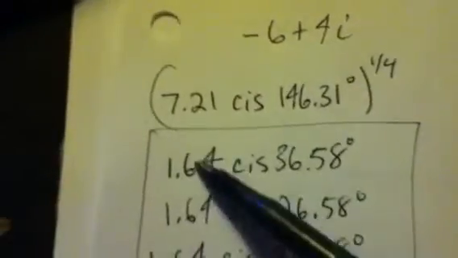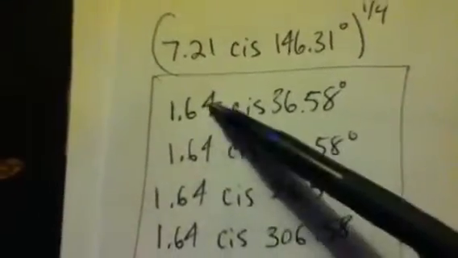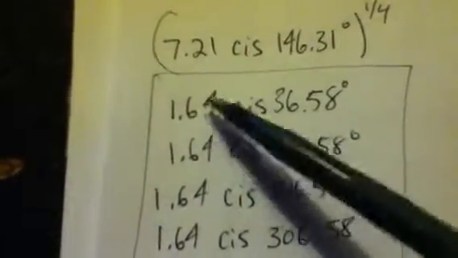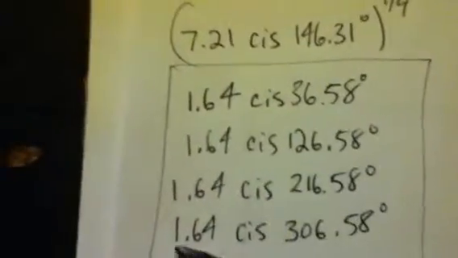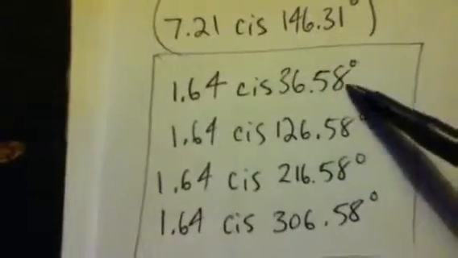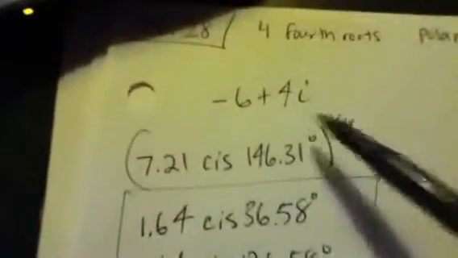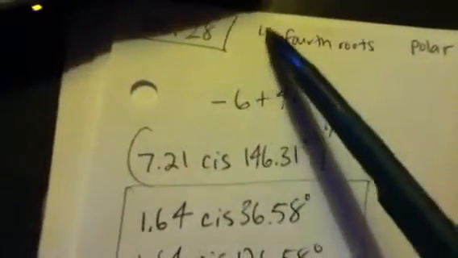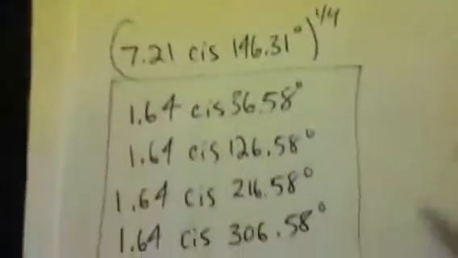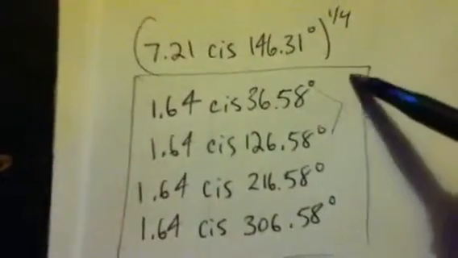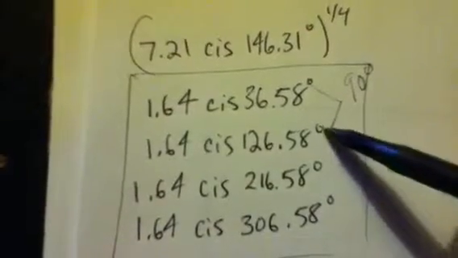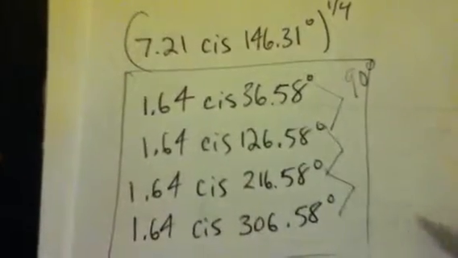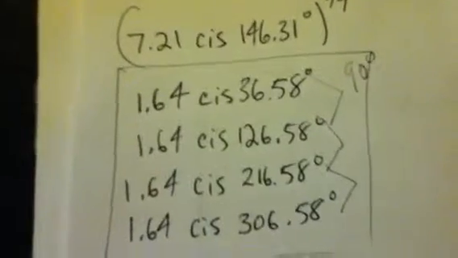Then I just copied down four of these. I went 1.64 cis, 1.64 cis, 1.64 cis, right? And then they're only going to differ by 90 degrees. Why 90? Because 360 divided by 4 is 90. Okay, so how did I get all the rest of the angles? I just added 90 degrees each time. Added 90, add 90. And that's it. Those are your answers.